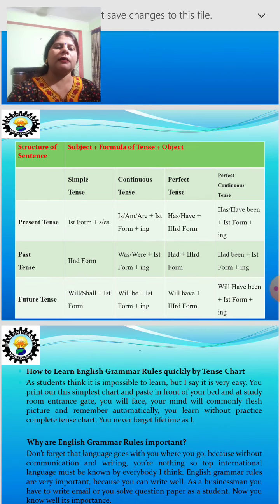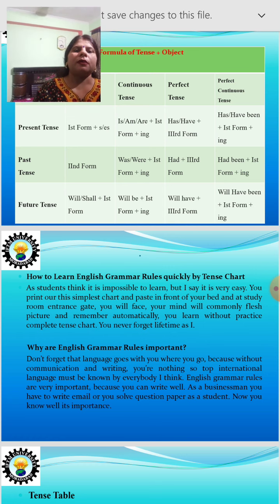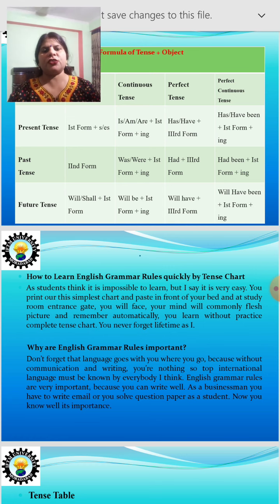Now I will tell you how to learn English grammar rules quickly by the tense chart. Generally students think that it is impossible to learn, but it is quite easy. You may print out this simplest chart which I have made, and you can paste it in front of your bed or in front of your study room entrance gate, and then your mind will commonly flash the picture and remember automatically. You learn the complete tense chart without practice, and I think you will never forget it.